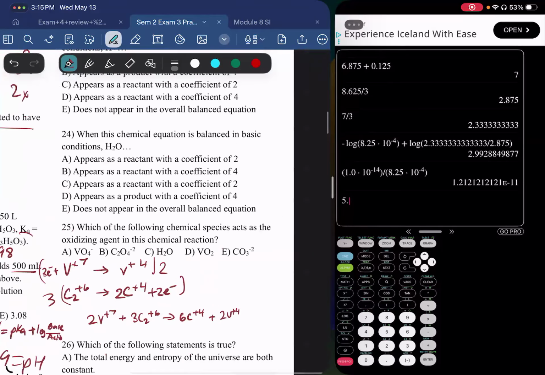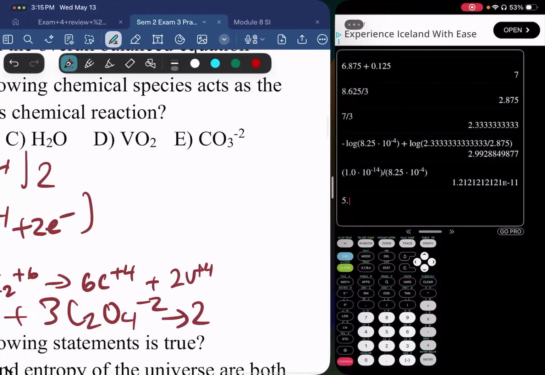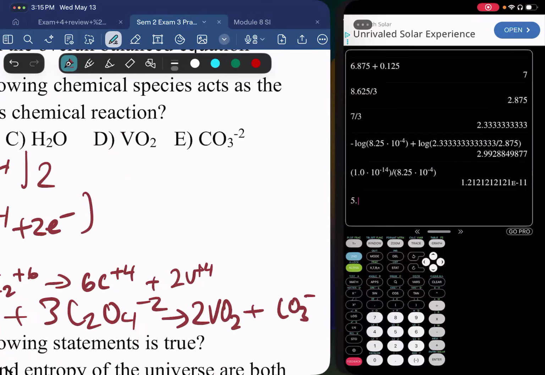So we have 2VO4 minus plus 3C2O4 minus 2 yields 2VO2 plus CO3 minus 2, and put a 6 in front of that.